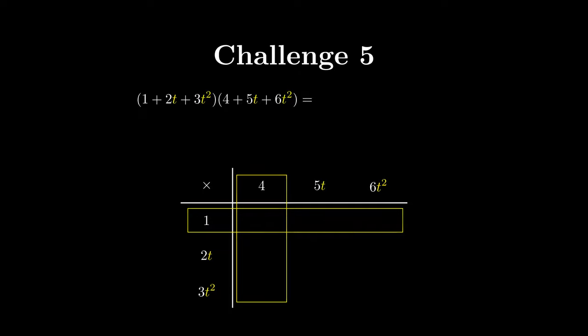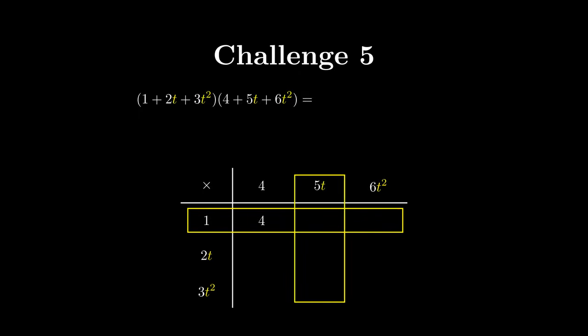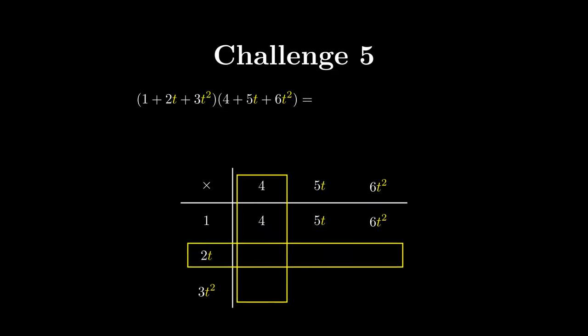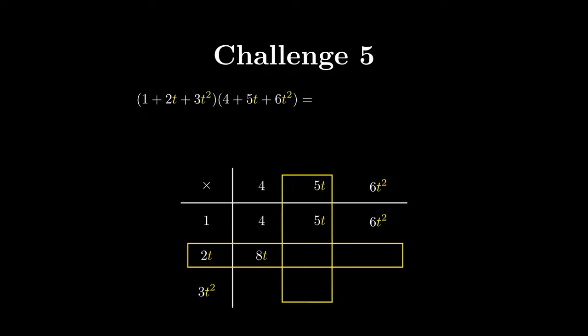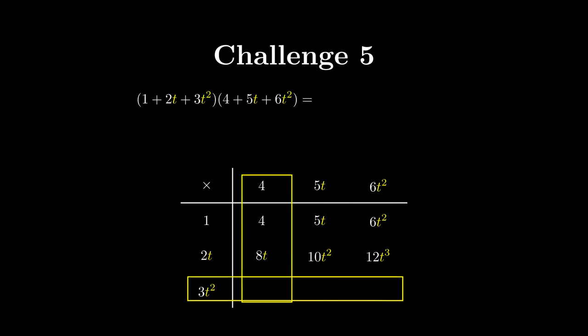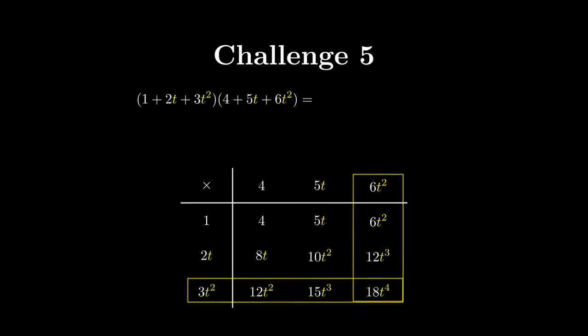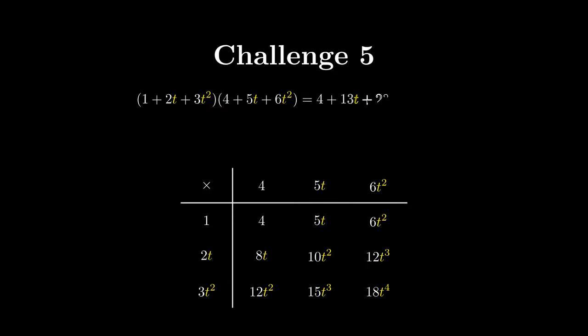The first term is 1 times 4, giving 4. The second term is 1 times 5t, giving 5t. The next term is 1 times 6t squared, giving 6t squared. The following term is 2t times 4, giving 8t. The following term is 2t times 5t, giving 10t squared. And we can repeat the process, so on and so forth. Collecting the different powers of t, we're going to obtain this particular expression.